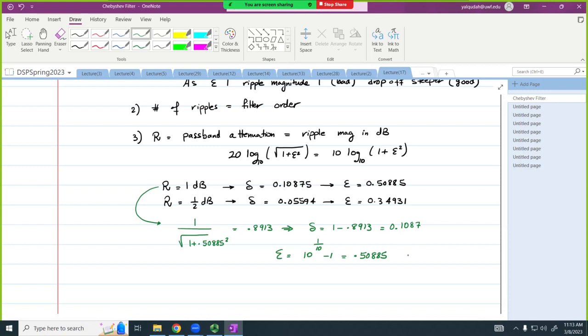Is that clear? Makes sense? Everybody? So if we are given R, we can calculate epsilon as the square root of 10 to the R over 10 minus 1. That will give me the epsilon value, 0.508. And then from epsilon, I can calculate the magnitude. If I subtract it from 1, it's going to give me a delta. Make sense? This is according to our definition.